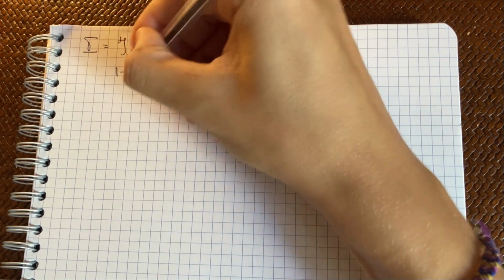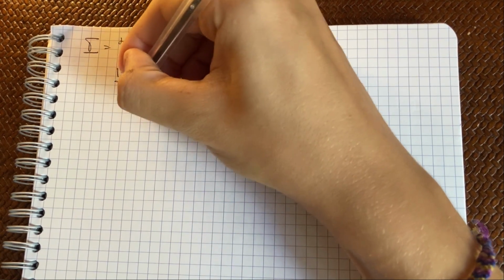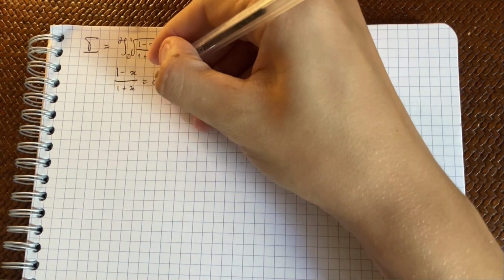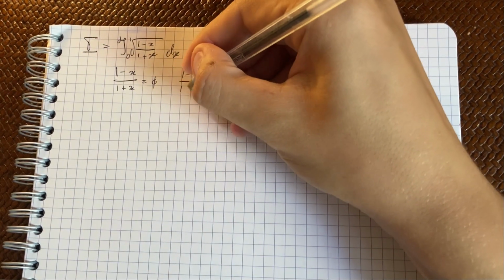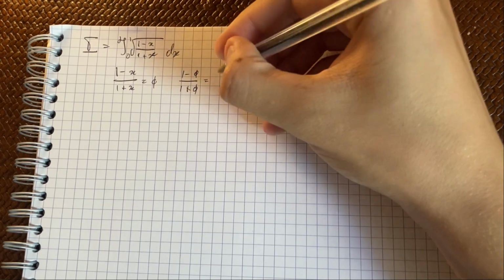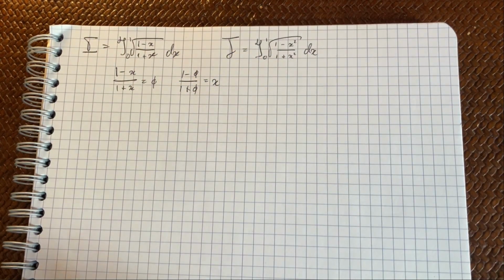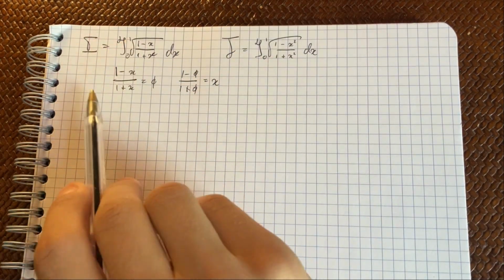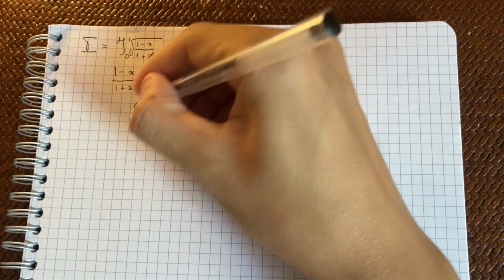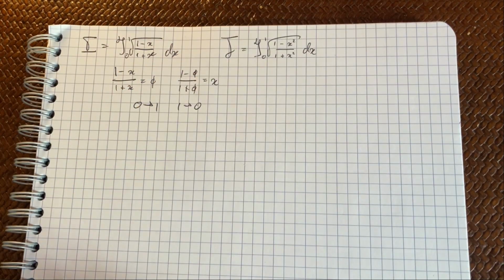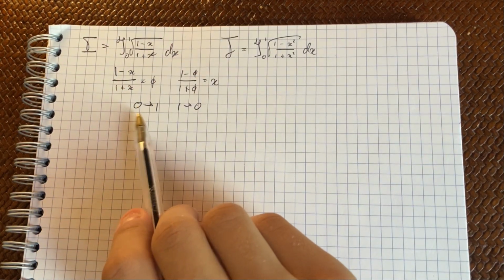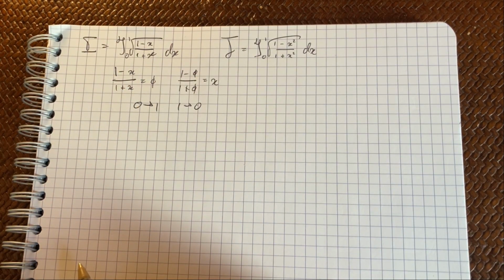If you say (1 minus x) by (1 plus x) equals, for example, phi, then (1 minus phi) by (1 plus phi) equals, indeed, x. And the segment 0 to 1 is reversed to itself. Here, 0 goes to 1, and 1 goes to 0. So it is a very useful substitution, but it is very, very specific.